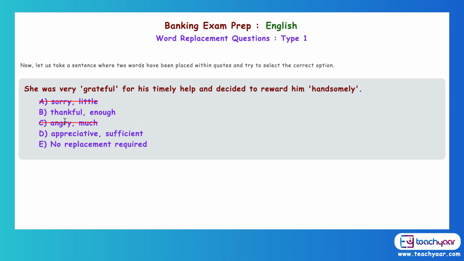She was very thankful for his timely help and decided to reward him enough. Now, enough has a different meaning. Enough means just adequate, whereas handsomely means generously. So B is not the right answer. What about D? She was very appreciative, but here also there is a mistake because the word which comes after that is for. You don't say she was very appreciative for, appreciative of. So that is wrong, and decided to reward him sufficient.